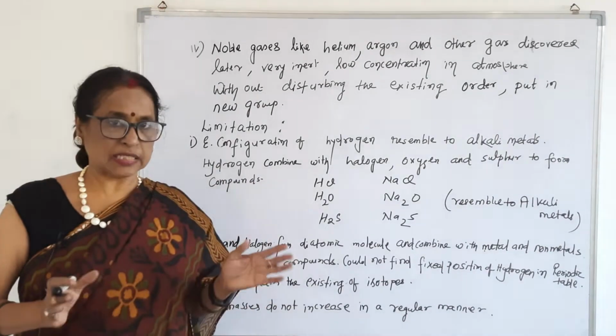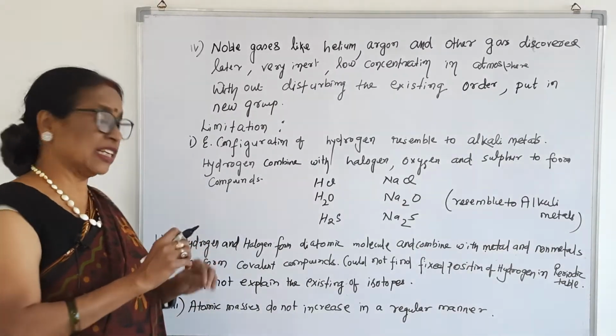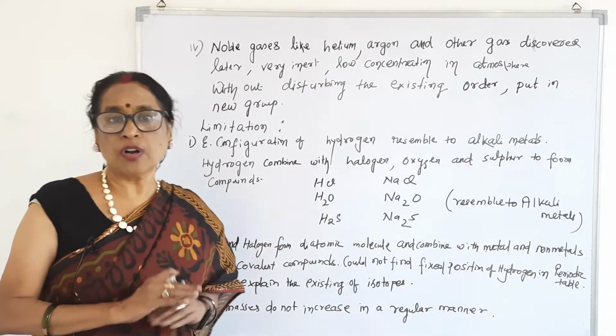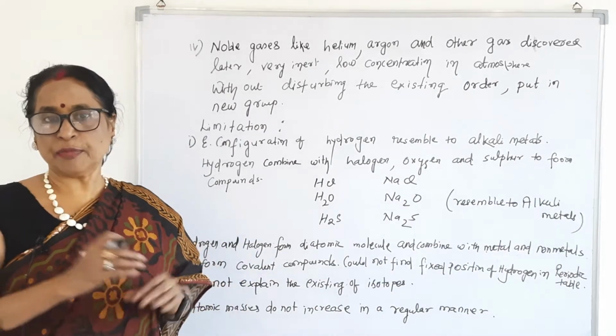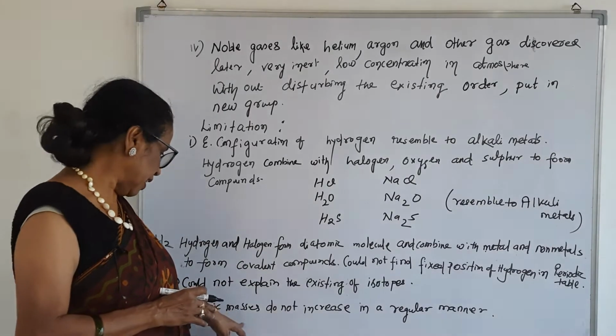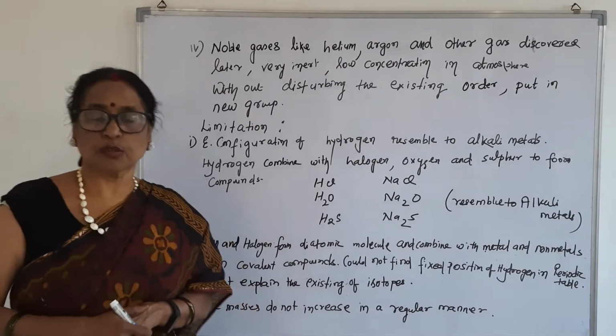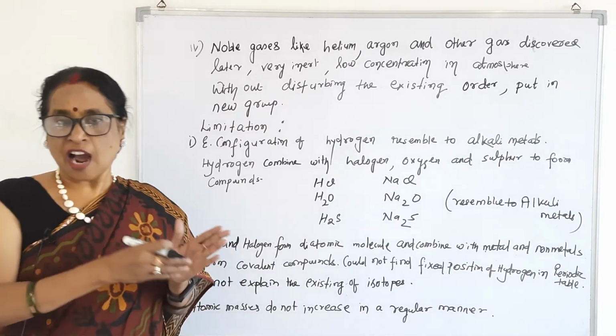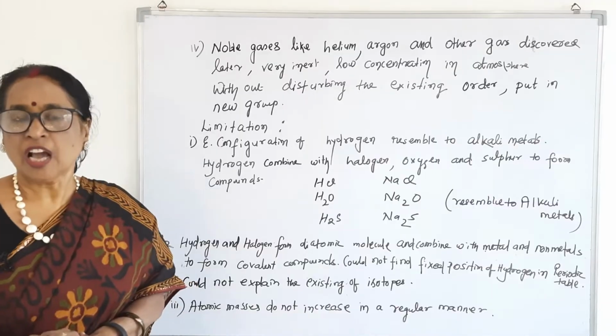And now, atomic mass does not increase in a regular manner, and also it is never a whole number, it is a fraction, a decimal weight. So 9.2, 3.9, like this. Here you can find atomic masses do not increase in regular manner. Sometimes the first element has a higher atomic weight than the following element.